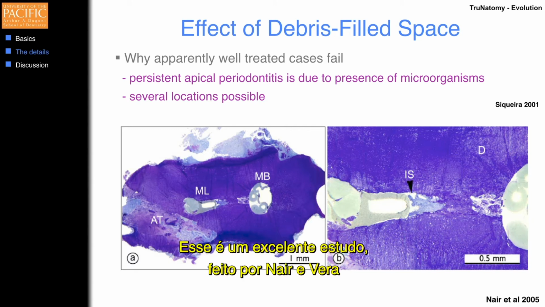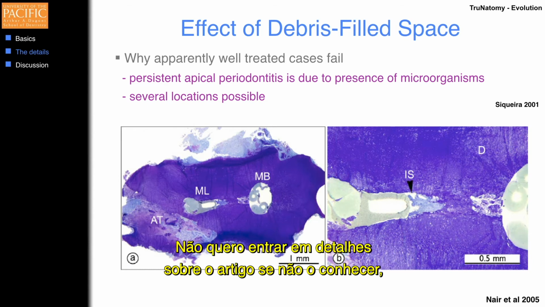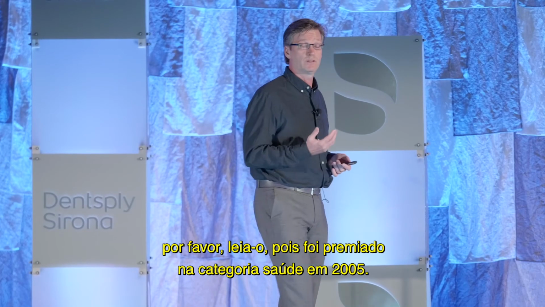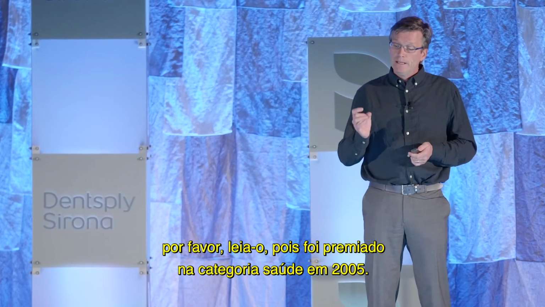And this is a great paper. I always use that. Ram Nair did this with Jorge Vera and his group in Mexico. What he really clearly denotes is that the isthmus and anatomical ramifications in all those cases, and I don't want to go into detail for the paper itself. If you're not familiar with that, please read it. We got the award for the 2005 year in OOO.